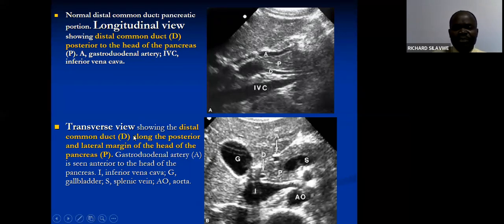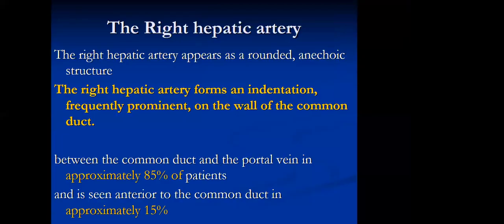In transverse view, you can see what we have here. We have the gallbladder. We have the common duct here. I don't know if you can see it properly. Okay, we have the aorta there. Yes, we can see it.